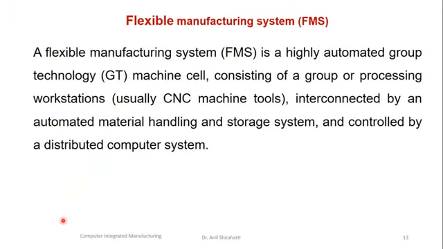Now, what is a flexible manufacturing system? A flexible manufacturing system is a highly automated group technology machine cell consisting of a group of processing workstations, usually CNC machine tools, interconnected by an automated material handling and storage system and controlled by a distributed computer system. So you can see in the definition itself, it is saying a few parameters.